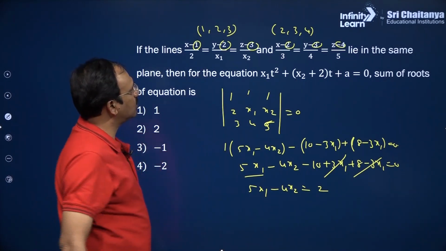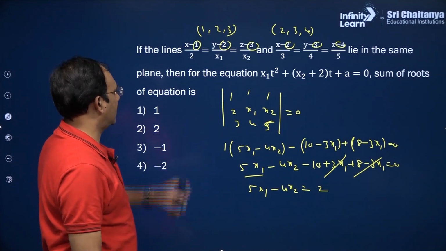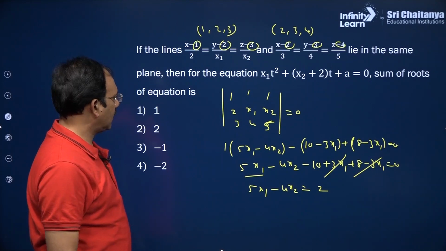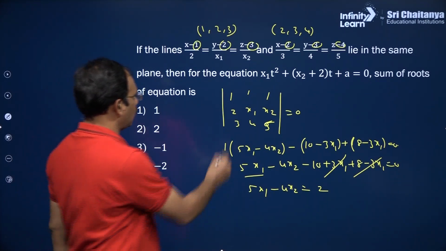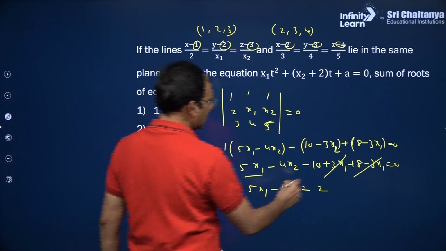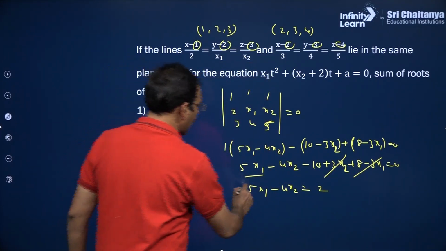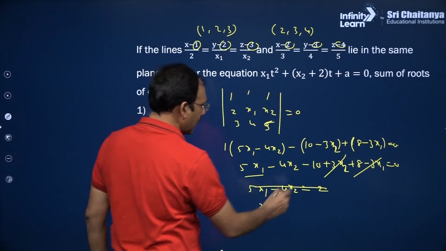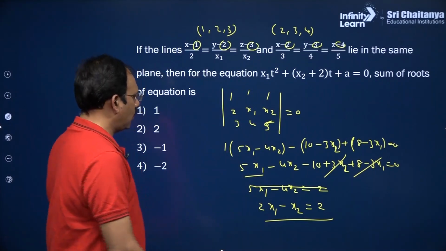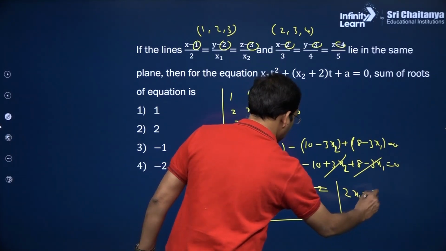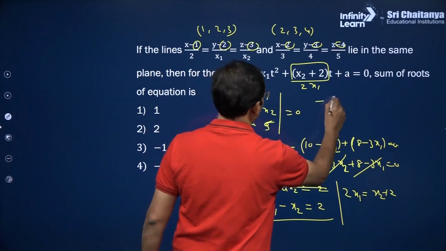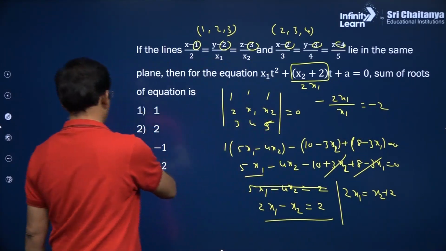Once again, you see the point here is 1, 2, 3, it is 2, 3, 4, the vector connecting them is 1, 1, 1. Then similarly 2, x1, x2, 3, 4, 5, 1 into 5x1 minus 4x2 minus of 10 minus 3x2, this is 10 minus 3x2 it is, plus 1 into 8 minus 3x1, plus 3x2. So you have to write 5x1 minus 3x1 is 2x1 and this is going to be minus 4x2 plus 3x2, minus x2 is equal to 2, my dear friends. So x2 plus 2 you can write here, 2x1 is equal to x2 plus 2. So if x2 plus 2 is replaced by 2x1, he is asking the sum of the roots of this equation, minus b by a, minus 2x1 by x1, my dear friends, which is minus 2. Okay, that's it.